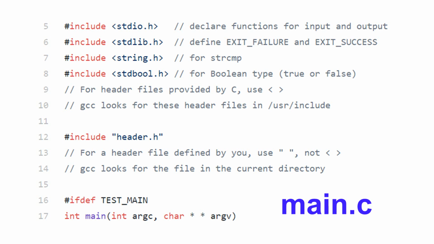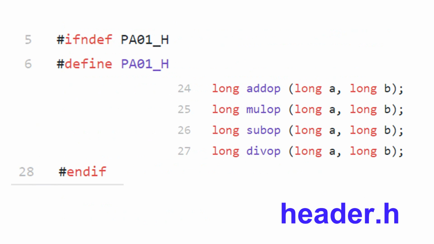Before we talk about the rest of main.c, let's read header.h first. The top of header.h, at line 5 and line 6, has #ifndef and #define. What do they mean? Why do we need them? Header files are included, not compiled or linked.